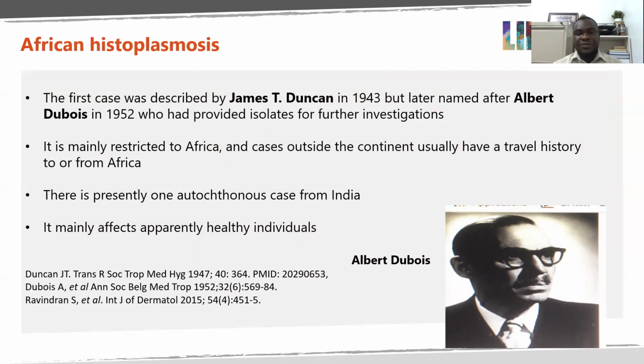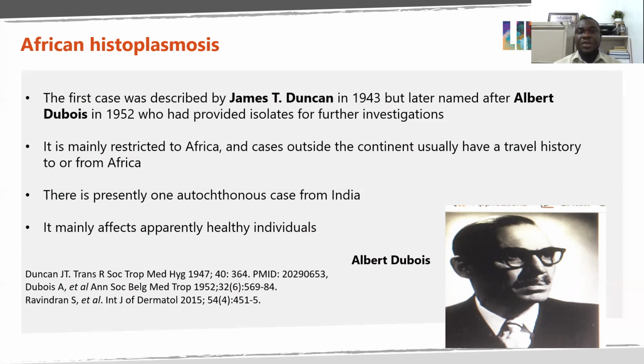So the first case of African histoplasmosis was described by James Duncan in 1943 while studying a case that had originally come from Ghana in West Africa. Whilst seeing the case, he realized the yeast in this tissue was larger than that first described by Samuel Darling, and so thought it was a large form of histoplasmosis.